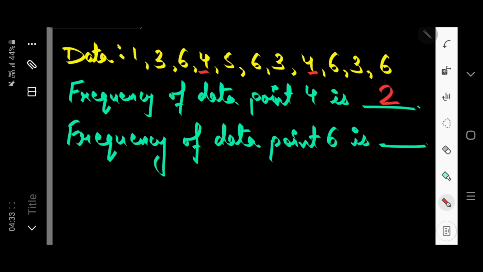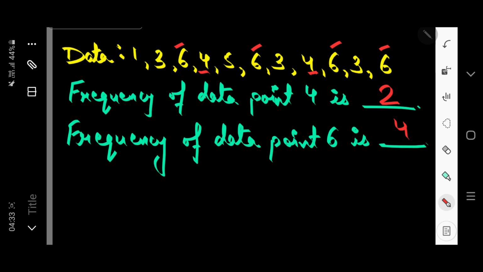In a similar way we can find the frequency of data point 6. So what is the frequency of data point 6 in this data? It is 1, 2, 3, 4. So the 6 is occurring 4 times in the data set. So the frequency of data point 6 is 4.